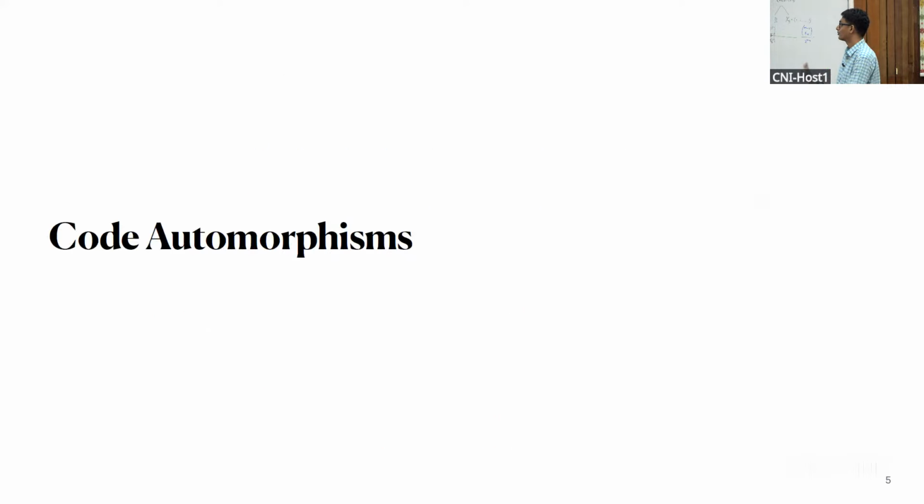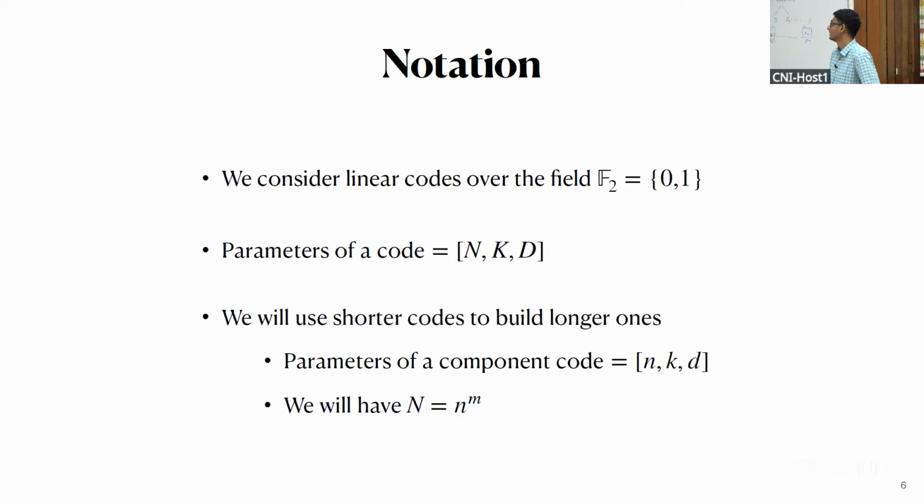So this means that I'm going to talk about code automorphisms. So I'm going to talk about permutations, just like what Nikhil did. So I'll set up some notation. We'll consider linear codes over the binary field. When I'm talking about the main code, I'll use these capital parameters: capital N for block length, K for dimension, and D for distance. But I'm going to construct these codes from smaller codes, like kernel, seed codes. So for these smaller codes, I'll use smaller n, k, d to denote their parameters. What will happen is that the actual block length is going to be the smaller block length to the power of some m.